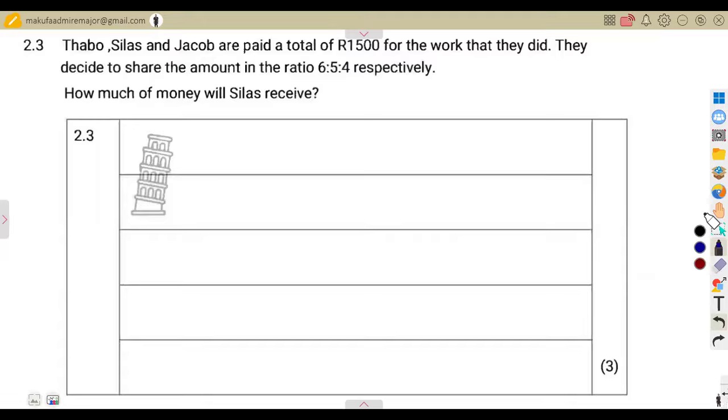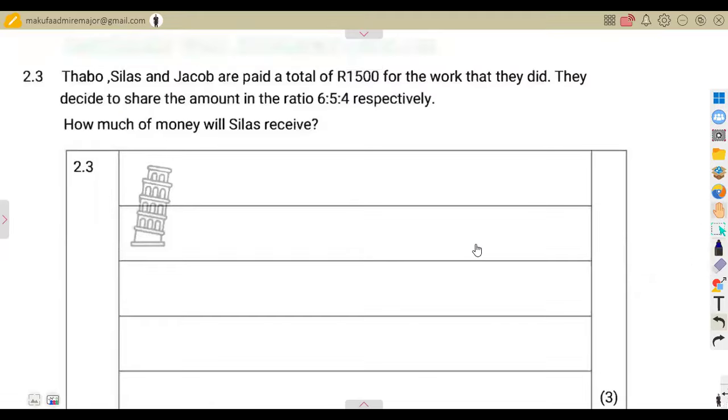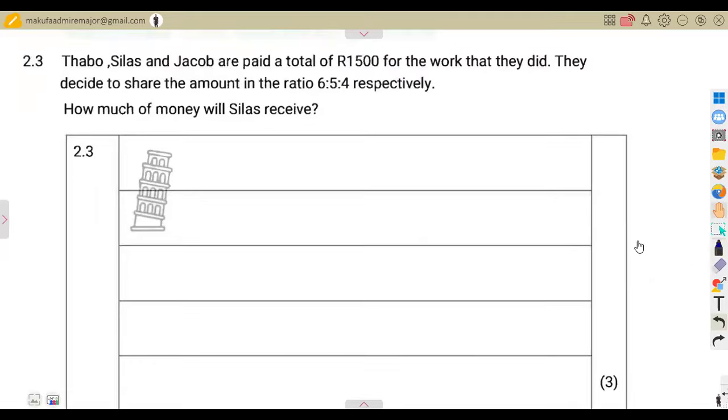Let us check another question, a continuation, 2.3. So on 2.3, we are given Tavo, Silas, and Jacob. There are three guys. These three guys are paid a total of 1,500 rand a week. All right, 1,500 for the work that they did. So they worked and they were paid 1,500.